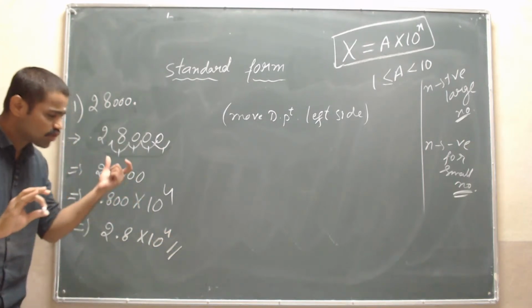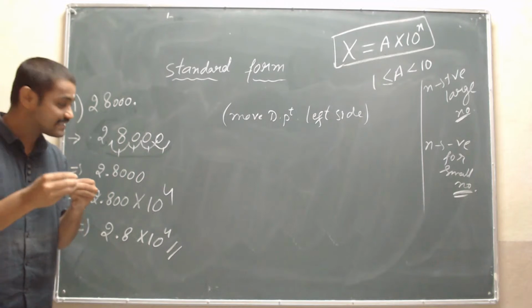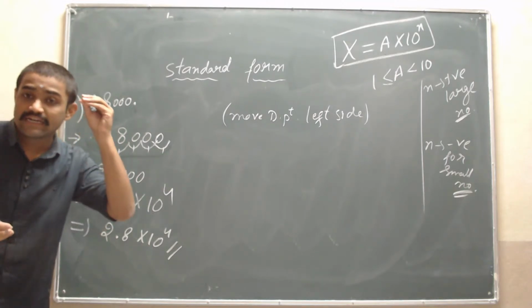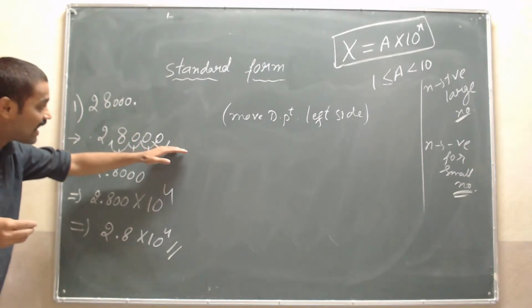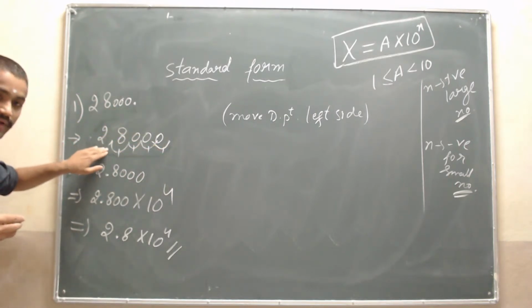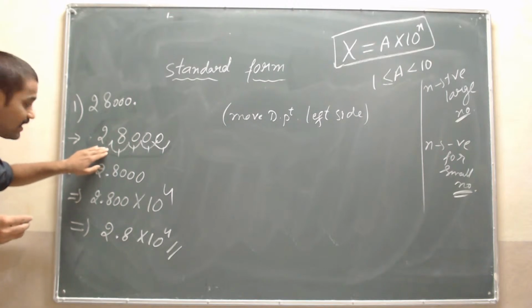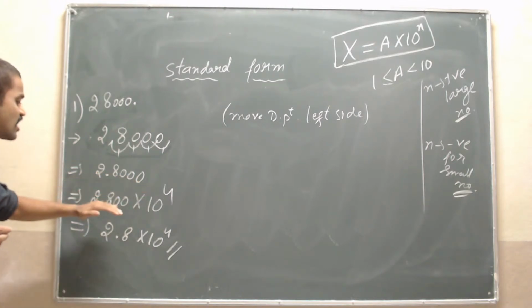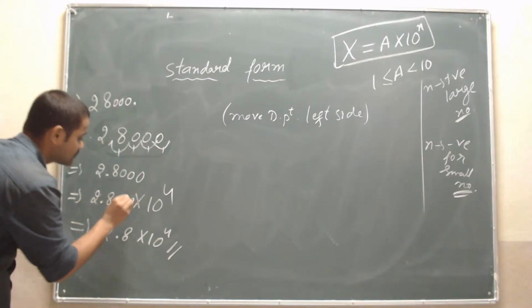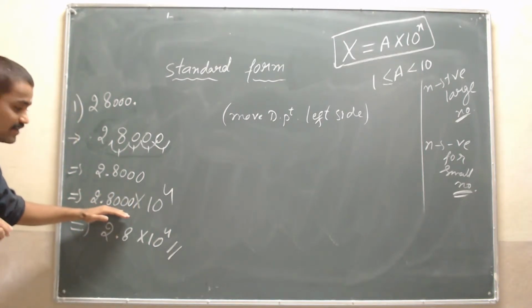Sir, one more time. Understand a little carefully, it's very easy. See here, the decimal point is here. I have jumped to the last number, up to here, and it becomes 2.800. Isn't it? That is 000. Okay, students.